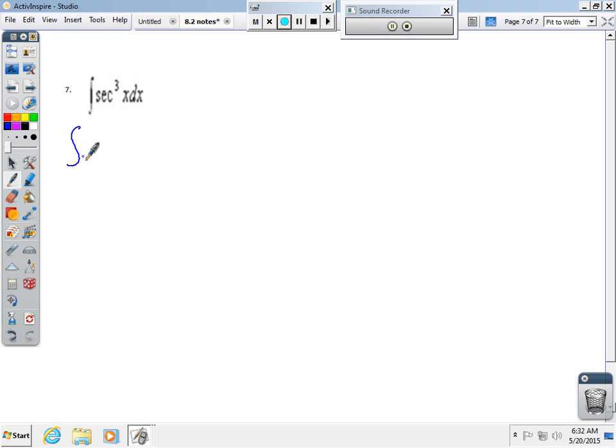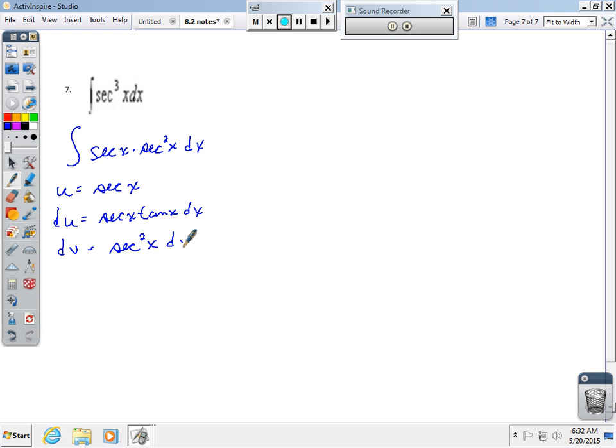All right, so the first thing I'm going to do is rewrite this as a secant x times a secant squared x dx. And then I can do integration by parts. So I'm going to let u equal the easier part, which is the secant x. Therefore, du, the derivative of secant is secant x tangent x dx. Then dv is going to be secant squared x dx. And now when I integrate those, I get a v. The integral of secant squared x dx is tangent x.